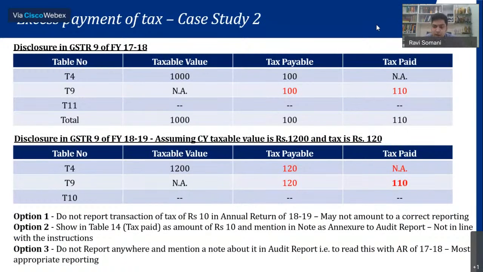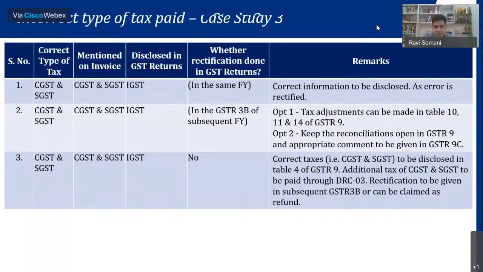What I'm trying to say is that let's say an excess payment of tax of 17-18 has been adjusted in 18-19. Your form may show as if payable is 120 but paid is 110. Don't panic. Leave it like that only. Let it be shown as payable 120 and paid 110, and give a remark that the excess paid in the earlier financial year has been adjusted in this one, and hence it is there. But in this financial year, everything has been properly paid. Like that, a proper remark can be put up.